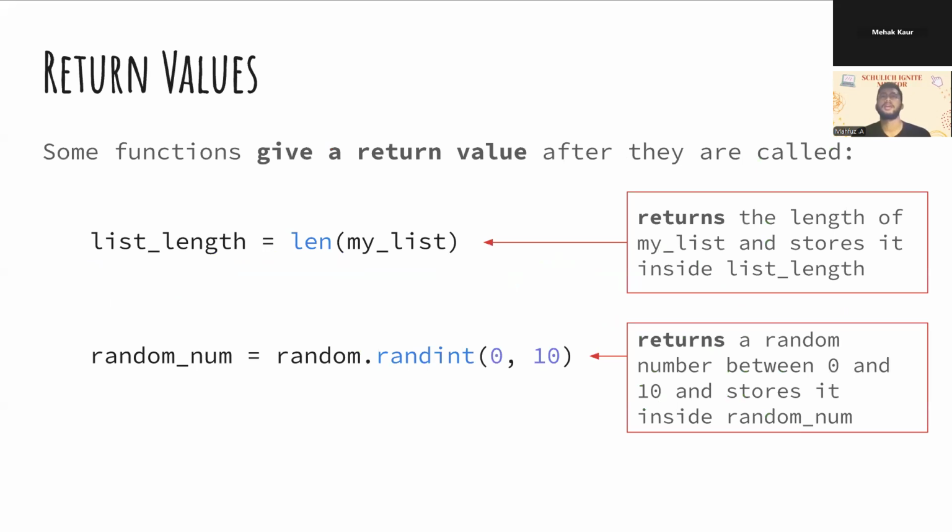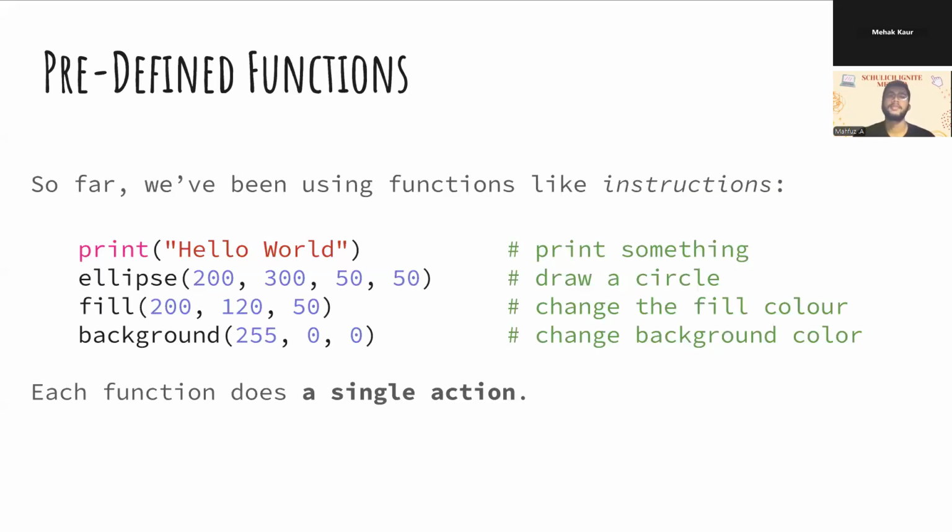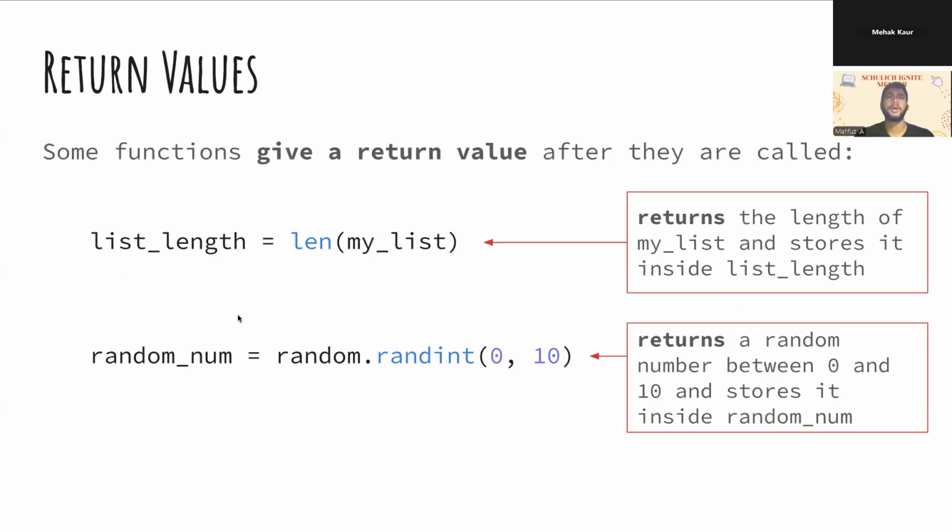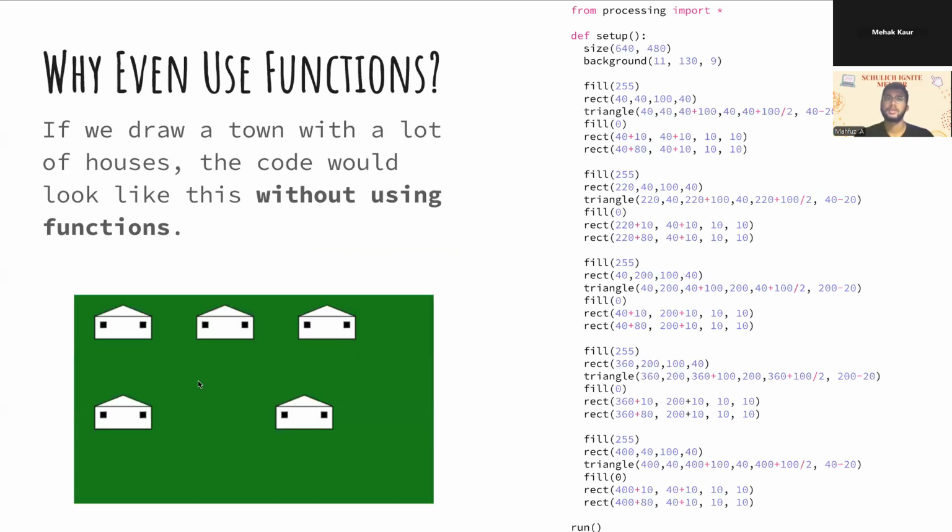Some functions give a return value after their call. For example, the functions that I have here don't really give you any values. You can't really assign them to anything. They just complete a specific task. But the length function will give you the length value of a list and store it inside of list length, right? Another function that has a return value is the random.returnInt function. It returns a random number between the two values that are passed in and stores it inside of random num. So there's a couple different kinds of functions.